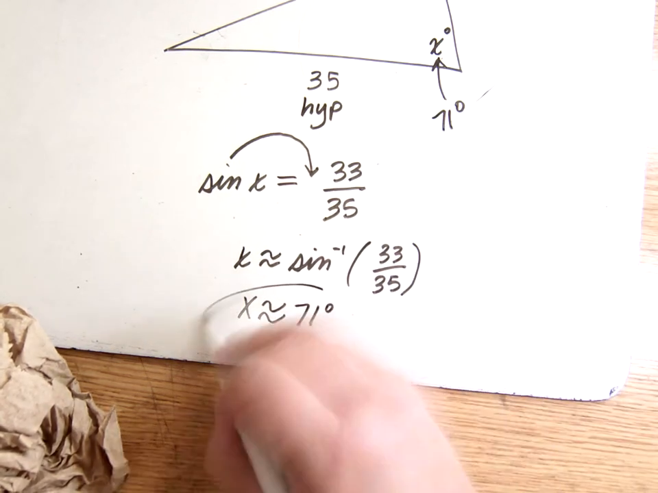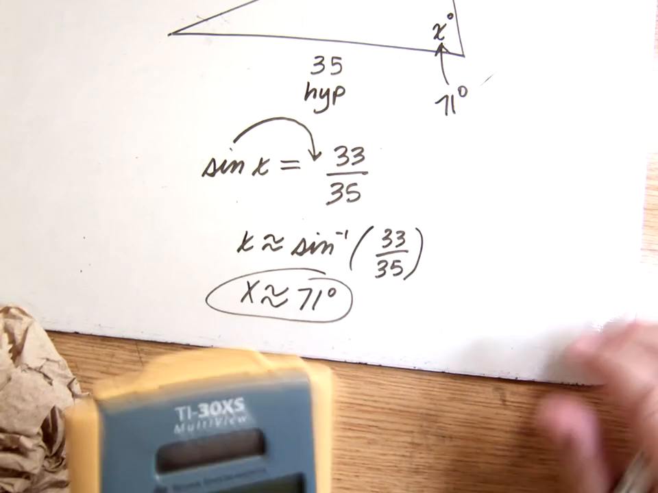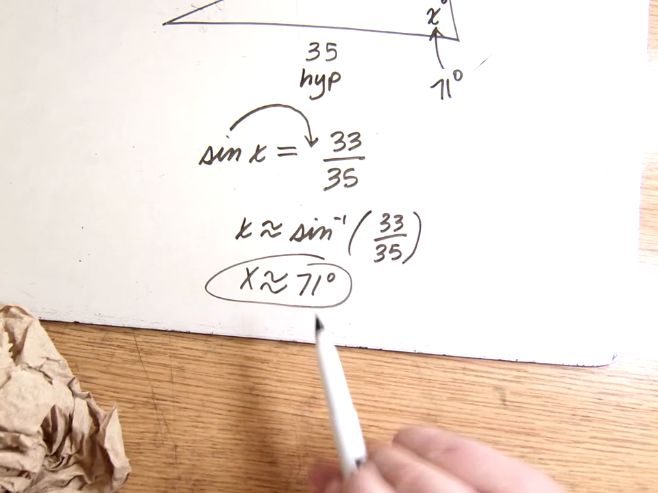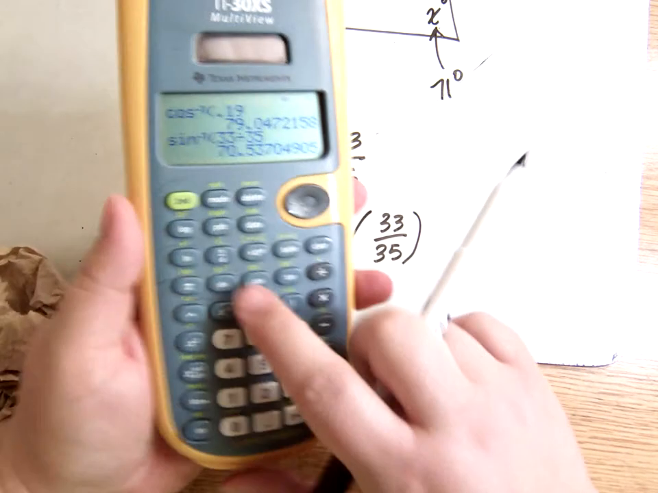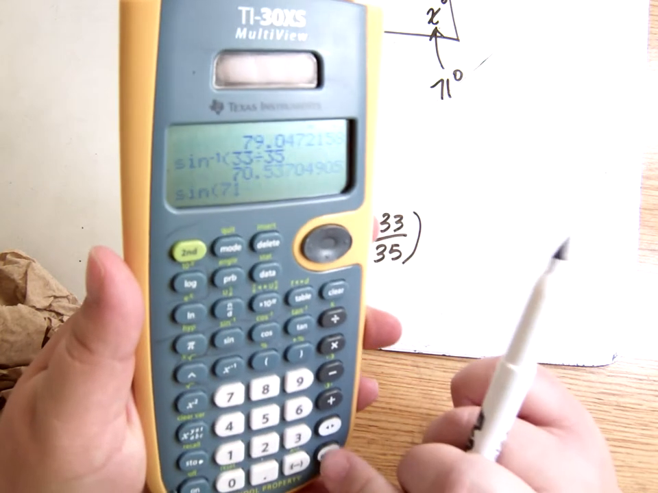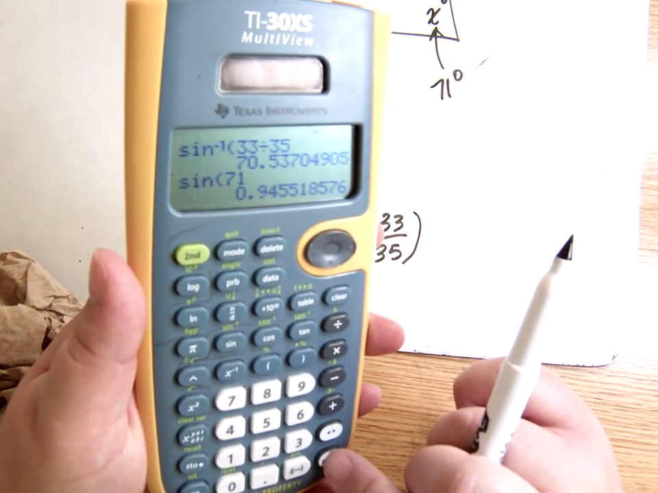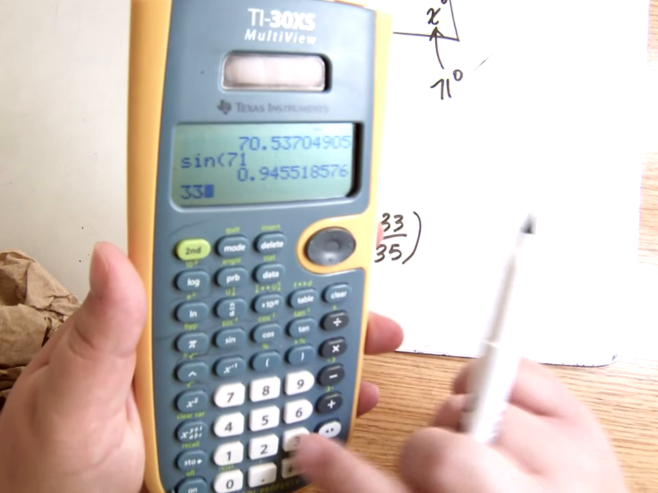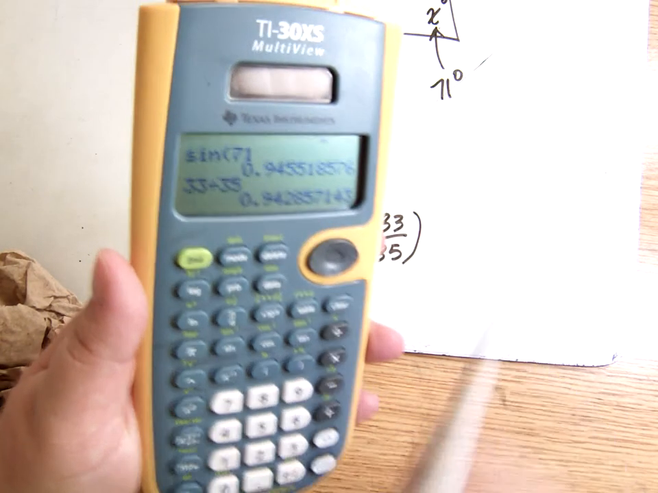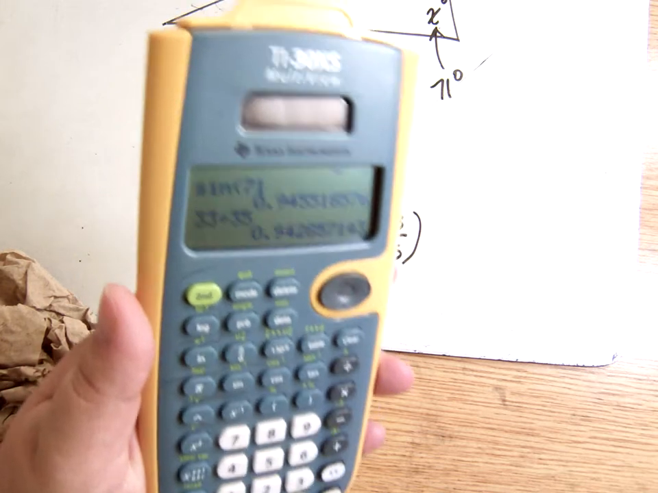That says if I took the sine of 71 degrees, I should get something that's about the same as 33 over 35. So let's do sine of 71 degrees. That gives me 0.945. And if I divide 33 divided by 35, I get 0.942. So it's very close. It's just a rounding difference.